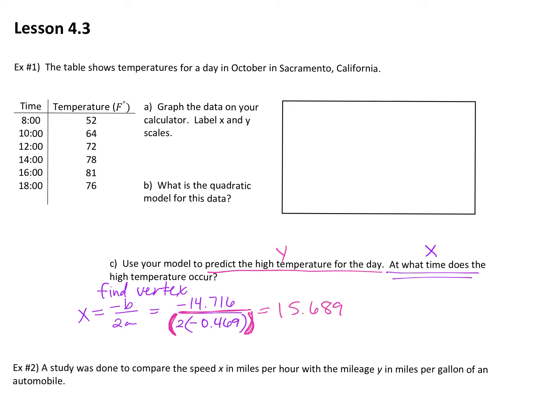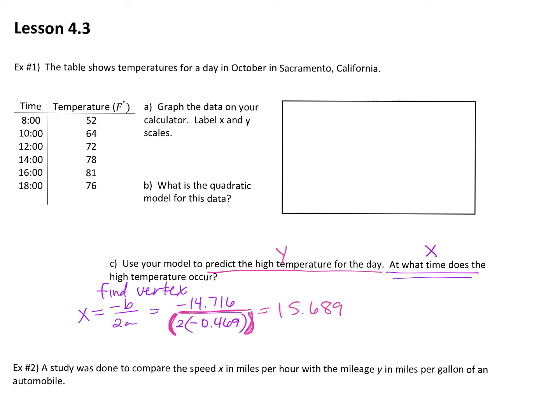So 15.689, we said that's our which variable? That's our x, right? We solved for x. Okay, so 15.689 is not 15:68, because if we're thinking time, that would be saying what time? 15:68. Does 15:68 exist? No. This is a decimal. Think of it like a fraction.